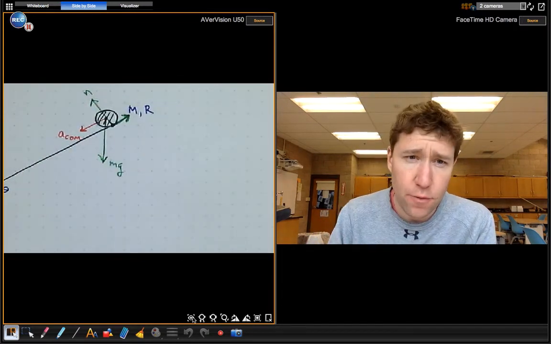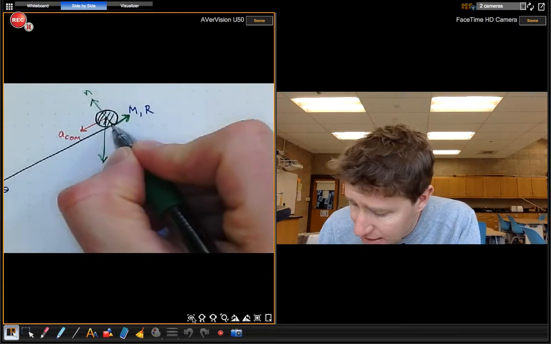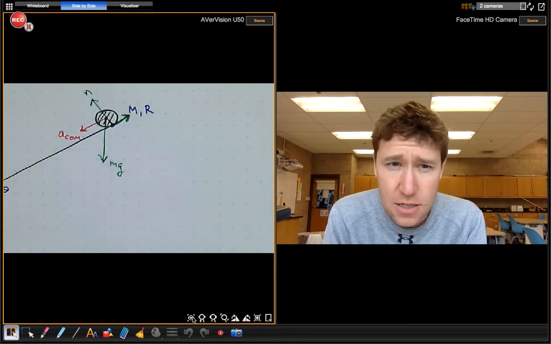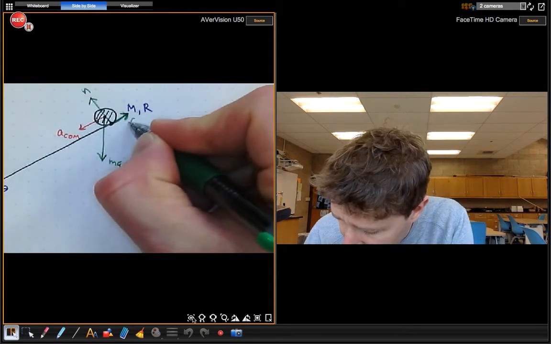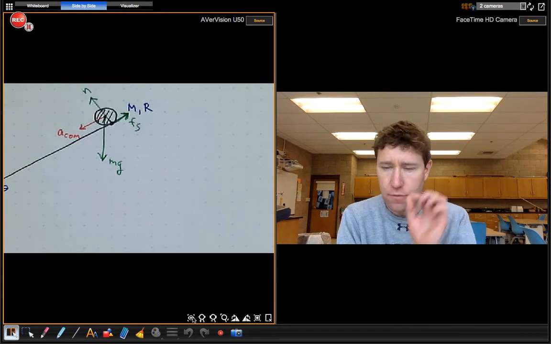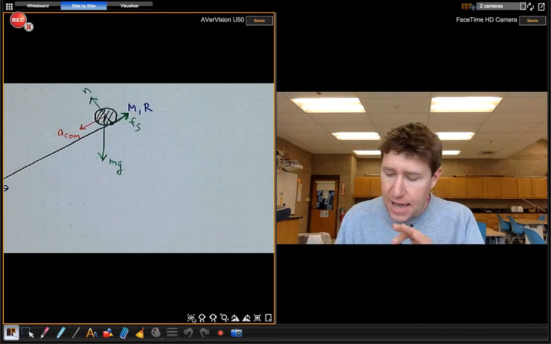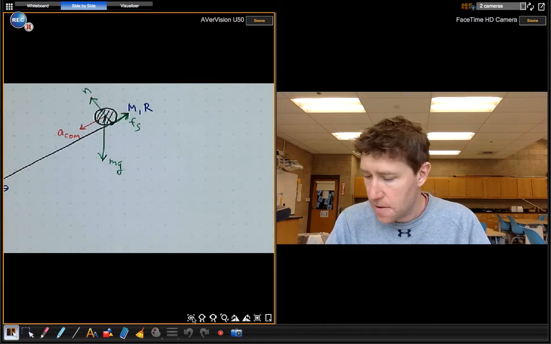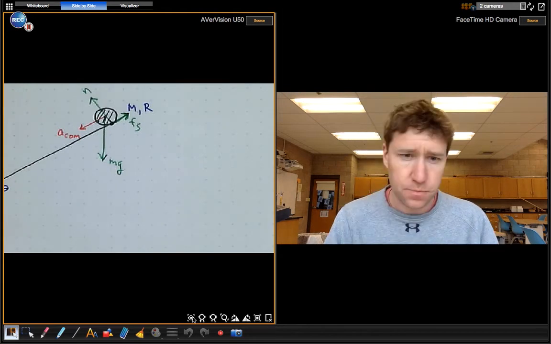Since, as we noted before, this is smooth rolling motion, then the instantaneous velocity of that point at the bottom of the disk has to be 0. So this is a static friction force. So I'm going to label that Fs to remind myself that it's a static friction force. There, we can't have any relative motion between the disk and the surface, otherwise it wouldn't be smooth rolling motion.